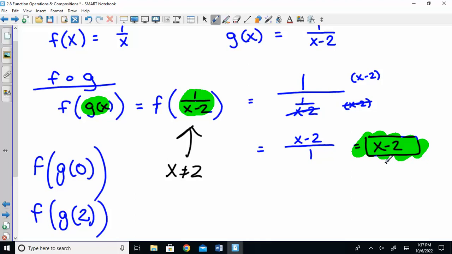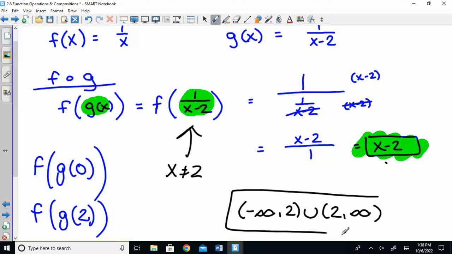When I got here, x could be anything. So when I put them together, my final domain is everything except 2. So it would be negative infinity to 2, union 2 to infinity. So for these compositions, you can't just look at the final answer. You also have to look at the inside, the first thing you plug in, and put the two together.